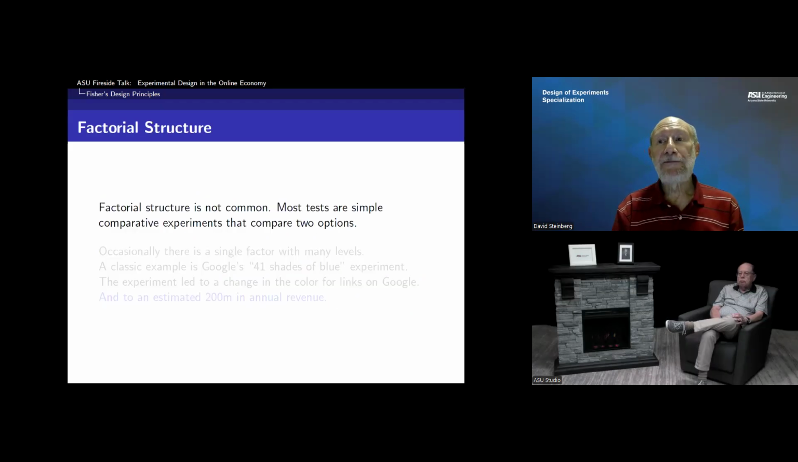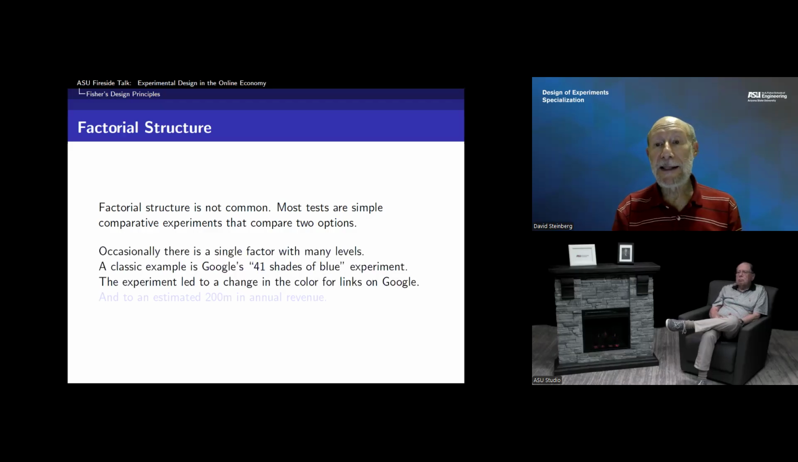Factorial structure. Now that's one that Fisher was a big proponent of, but it's not so common on the internet. A lot of tests really are very simple, plain vanilla tests that are looking at just two options. So although I think there's a lot more room to exploit factorial testing on the internet, it's not yet really the rule.